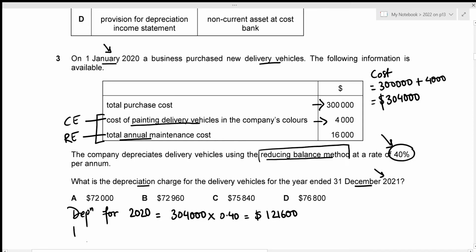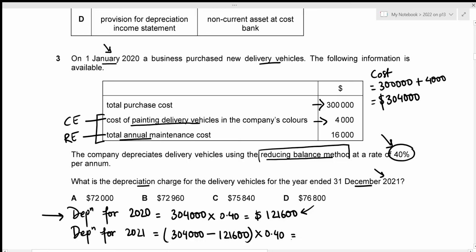Now we move towards figuring out the depreciation for the year ended 31st December 2021. And in this case, our accumulated depreciation will be the depreciation for previous years, which is for the year 2020, right? So the net book value is going to be the cost of 304,000 minus the previous year's depreciation of 121,600. And now we can multiply it with the rate of 40%, which we can write down as 0.40. So this gives the depreciation charged for the delivery vehicles for the year ended 31st December 2021 to have the value of 72,960. This is the answer we're looking for, and its value is given in option B.